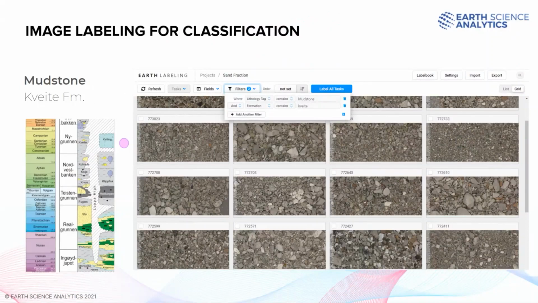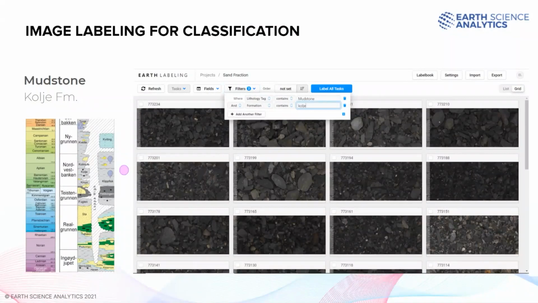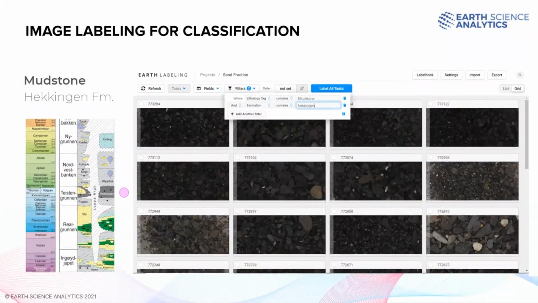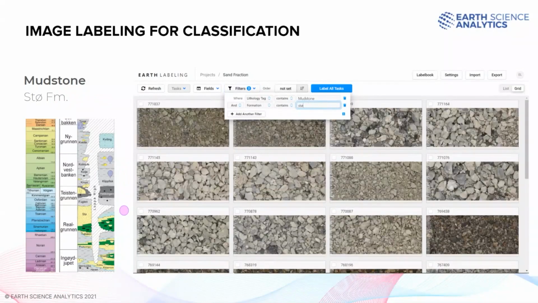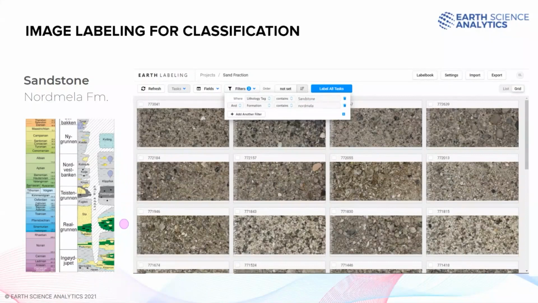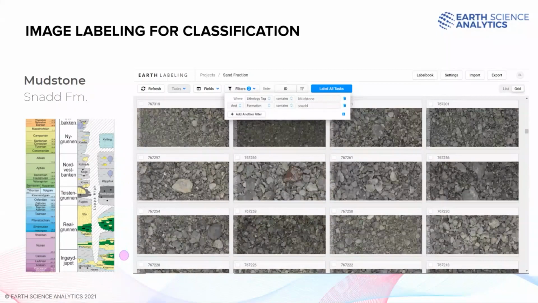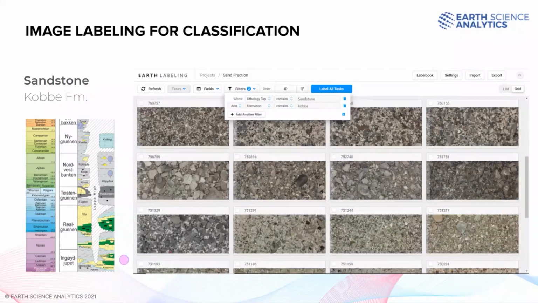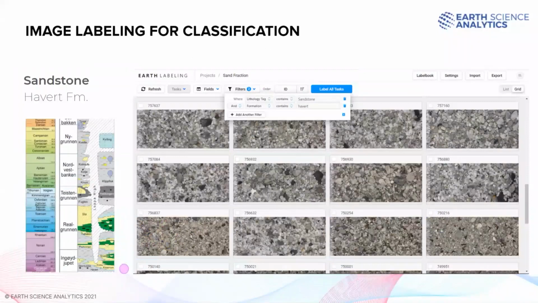Here are a bunch of images to show how this classification works, starting in the shallow stratigraphy and going deeper. These are mudstones of the Crater formation, Volmule mudstones, Collier mudstones, Knurr mudstones, Hekkingen mudstones, the dark source rocks, Uglen mudstones, more mudstones in the Stø. And now we're getting to the sandstones of the Stø formation, sandstones of Nordmela, Tubåen, Bruholmen, Snadd. Now some mudstones in the Snadd formation, mudstones in the Kobbe formation, sandstone Kobbe, Klappmyss, Havert, and so on.